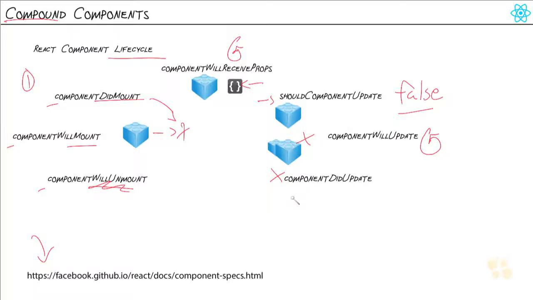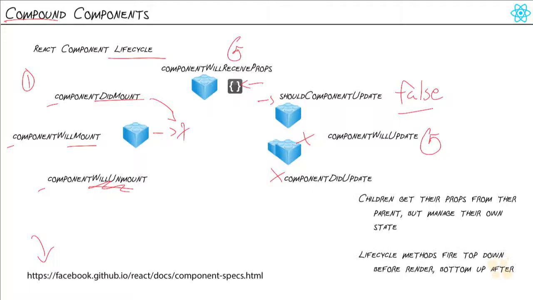Now, a couple of things that I think are really important to understand as we talk about compound components here and get into actually building our component. A, I've mentioned this before, but this is really important: children get their props from their parent but manage their own state. So what do I mean by that? Well, the props that a child component has are handed down from on high, as I say. They are given to that item and they're meant to be immutable. A React component should not update its own properties. It should only receive updated properties from its parent.